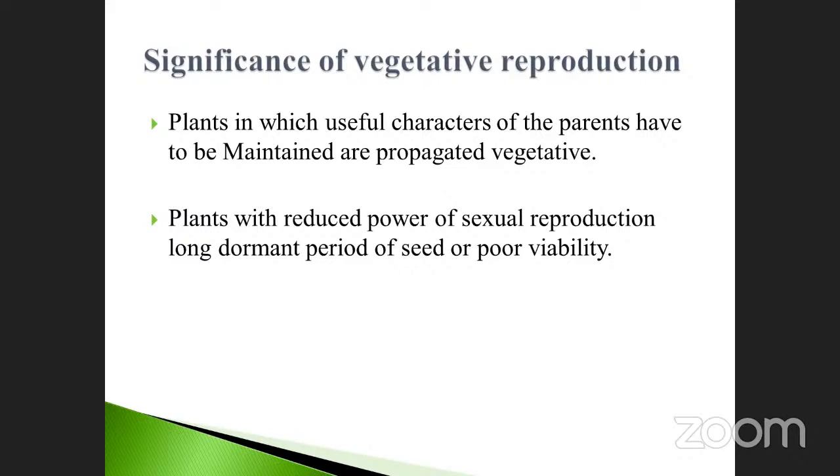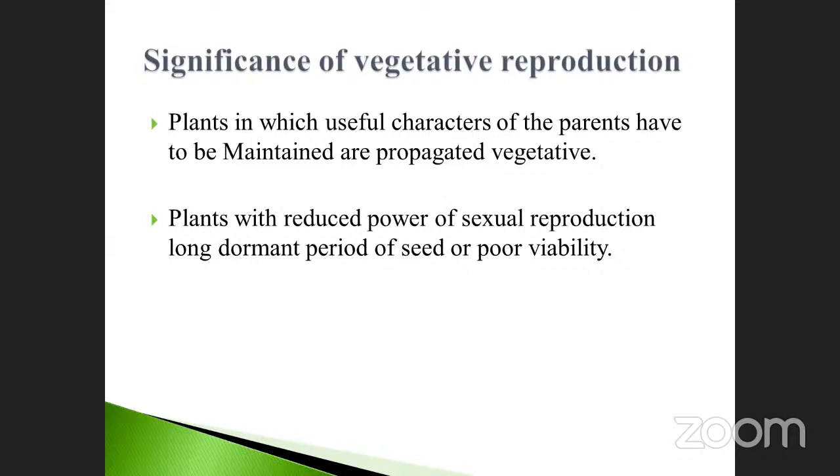poor viability. Poor viability means, it is also the same. When you are placing the seeds, what happens? They cannot grow easily. Take an example, sapota. When you have planted this sapota plant, you will not get the yield within a short period. Suppose you make a cut, that is called a stem cutting. You will get the yield within a short period. Such type of reproduction is done vegetatively.